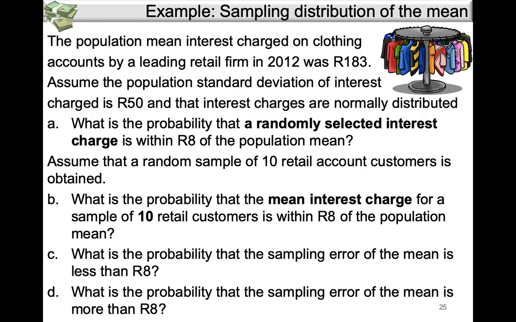The population mean interest charged on clothing accounts by a leading retail firm in 2012 was 183 Rand. And we've been told to assume that the population standard deviation of interest charged is 50 rands and that the interest charges are normally distributed. So we're going to take a look at 4 different questions and calculate the probabilities that are required.